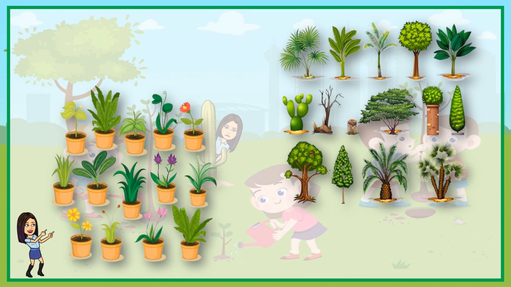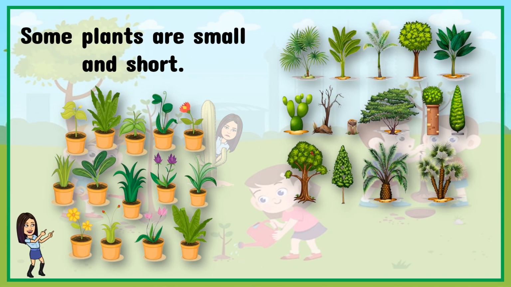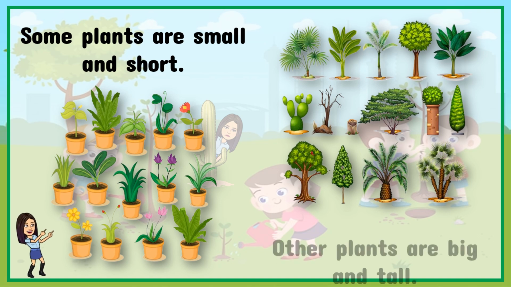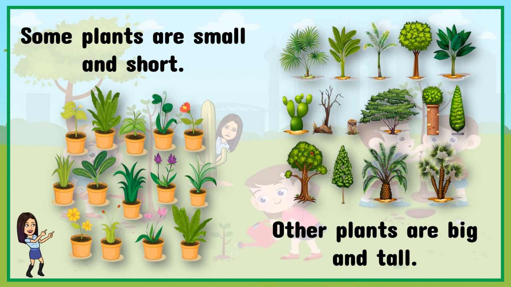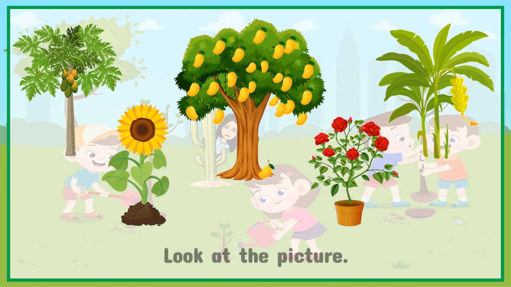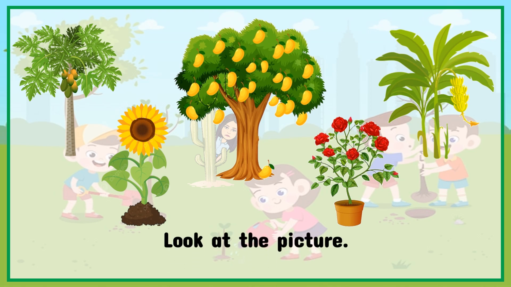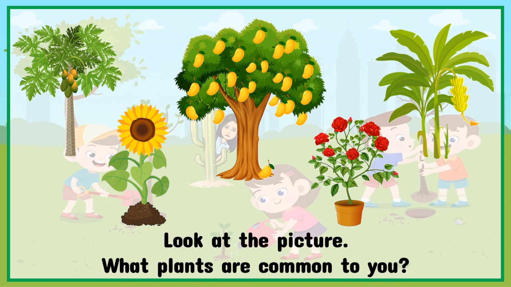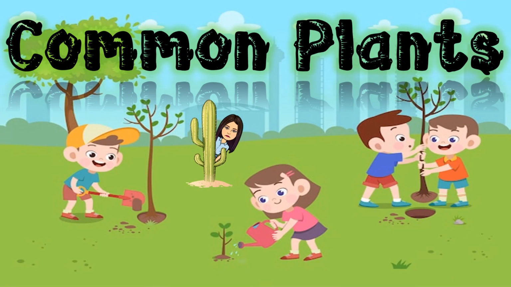There are many plants around us. Some plants are small and short. Other plants are big and tall. Look at the picture. What plants are common to you? These are some of the common plants that we can see in our surroundings.